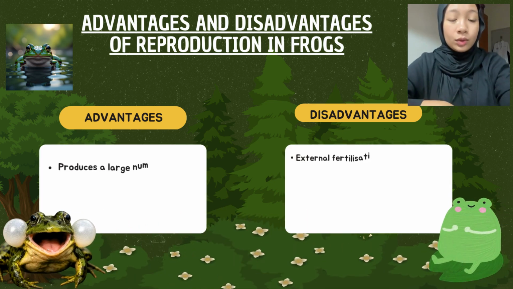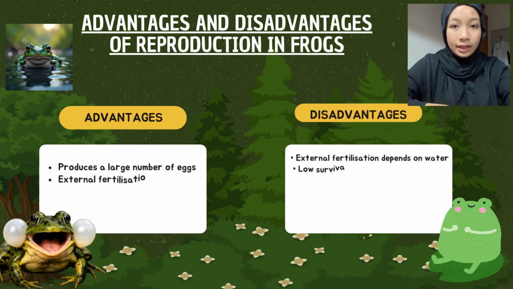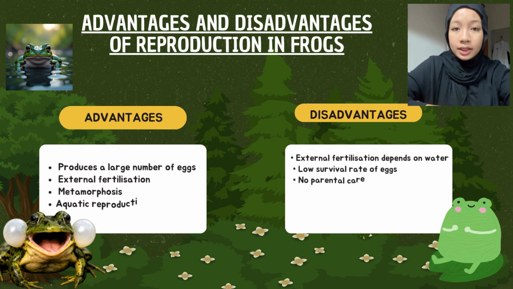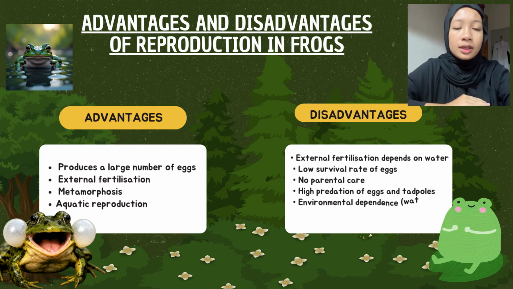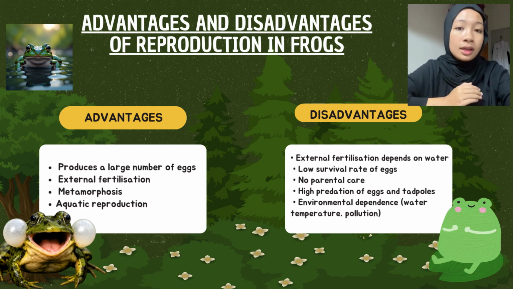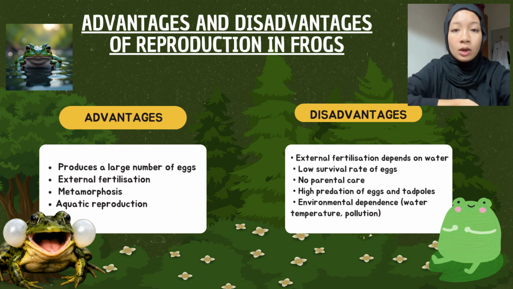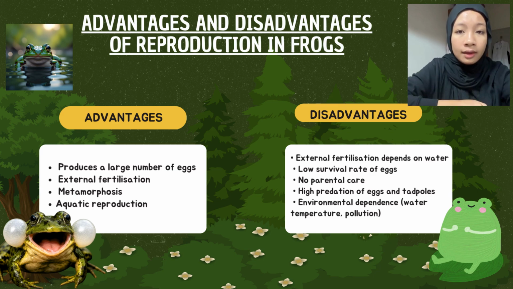Okay, today I would like to explain the advantages and disadvantages of reproduction in frogs. First, the advantages: frogs produce a large number of eggs, which increases the chance of survival of the species. Fertilization occurs externally in water, making reproduction easier without complex mating structures. Frogs also undergo metamorphosis, where tadpoles and adult frogs live in different habitats and have different diets.